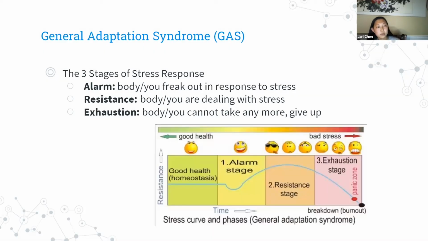The general adaptation syndrome is for stress. It's pretty interesting. It's basically how your body responds to stress. First there's alarm, where you freak out, and then there's resistance, where you deal with it, and then there's exhaustion, which is basically the end and it's burnout.